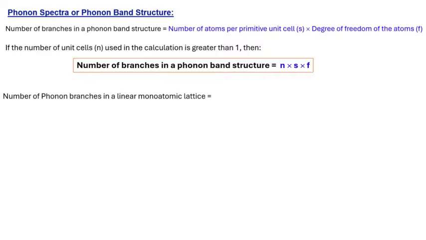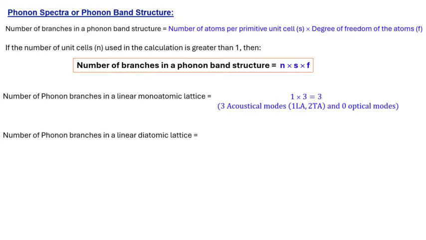So, if we want to know the total number of phonon branches in a linear monoatomic chain, we could find it using the above relation. The number of atoms in a monoatomic lattice per unit cell would be 1, and that atom will have 3 degrees of freedom. So altogether it will have 3 phonon branches. All 3 will be acoustical branches. There will be 0 optical modes. Among the acoustical modes, 1 will be a longitudinal acoustic mode and 2 transverse acoustic modes.